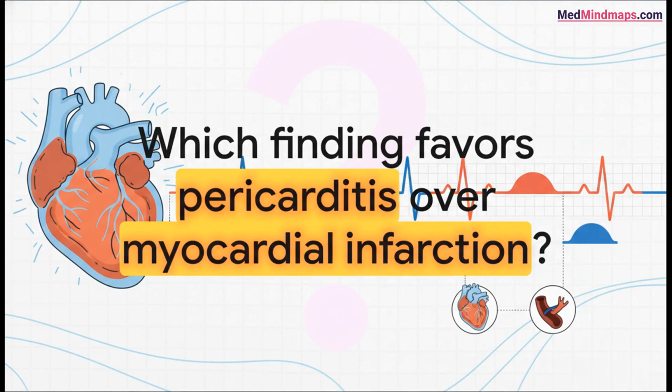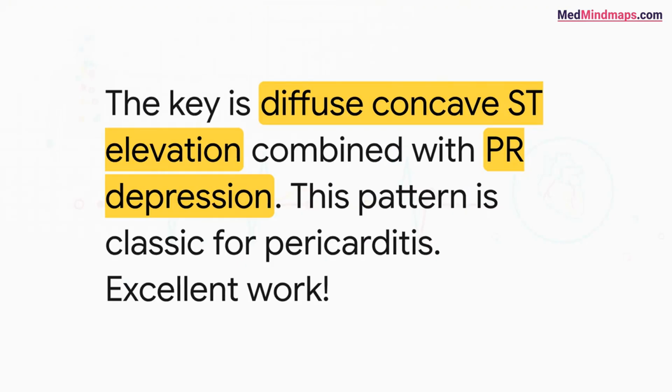This is a common clinical question. Both a heart attack and pericarditis can cause ST elevation. So, what's a key finding on an ECG that would make you lean towards pericarditis and away from a heart attack? And the answer is diffuse, concave ST elevation that you see across multiple lead territories, especially when it's combined with PR depression. That whole pattern is just classic for pericarditis.